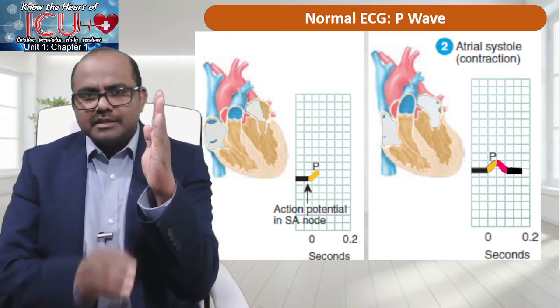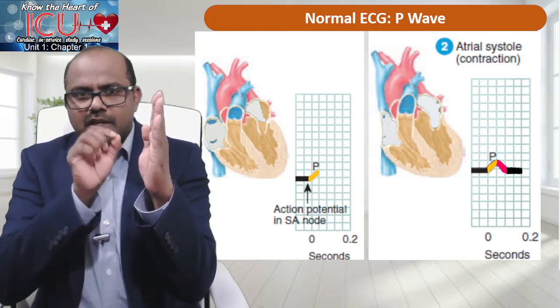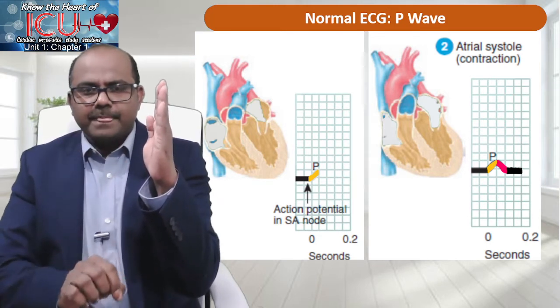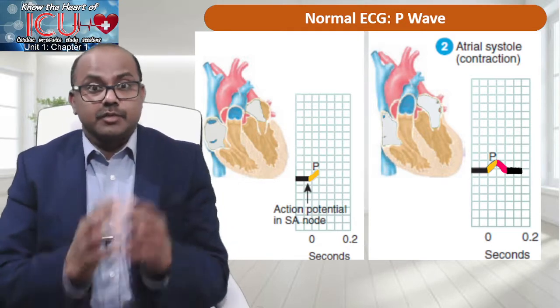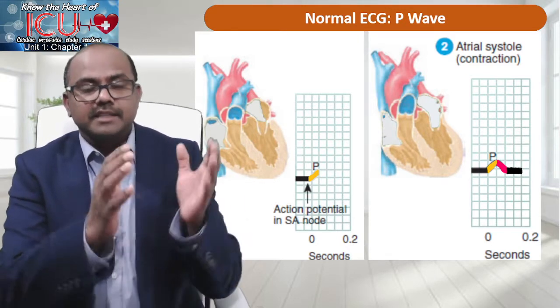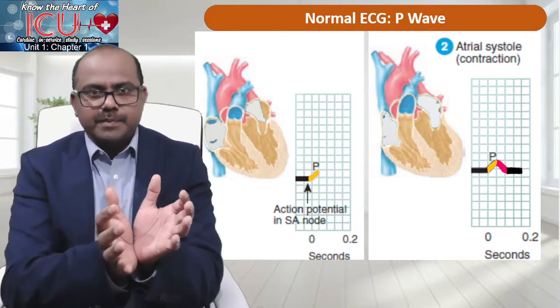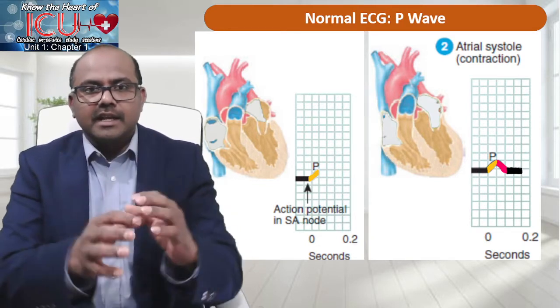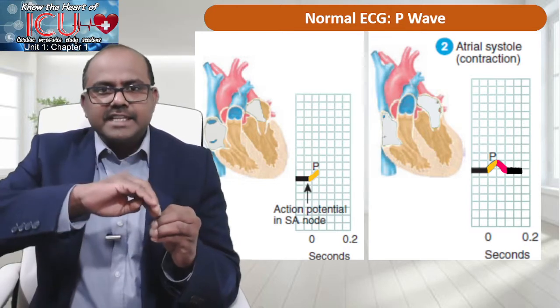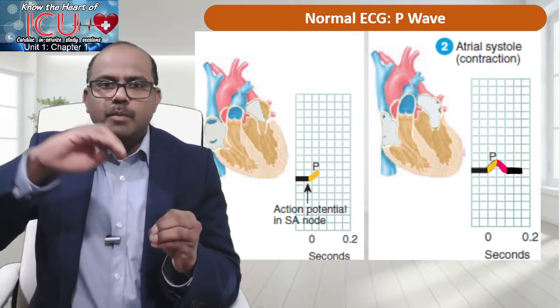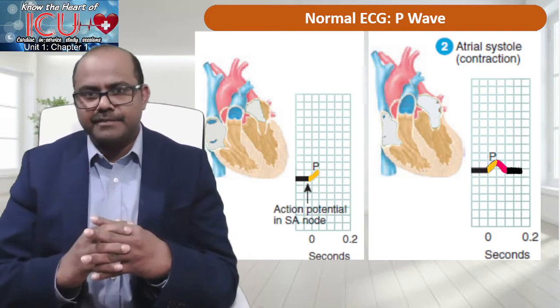When it comes to the SA node, at the moment when the SA node fires, the first area of the heart where the impulses reach is your right atria, because the SA node lies in the right atria. So that's the nearest part. So right atria literally depolarizes first, and that is represented by the upslope, the first phase of your P wave.